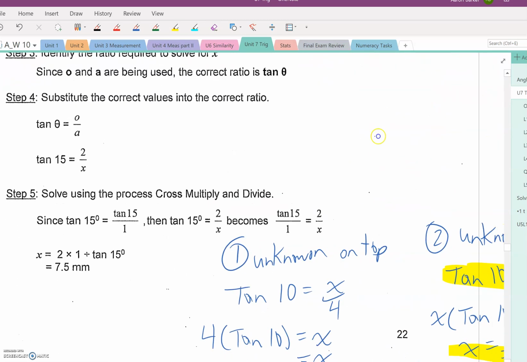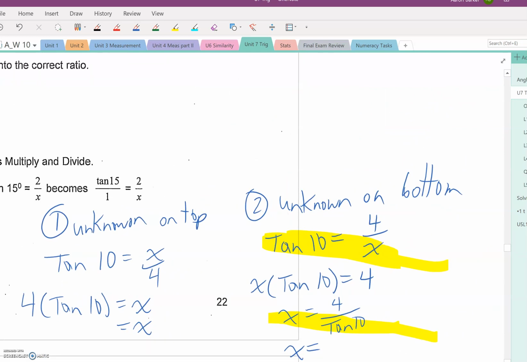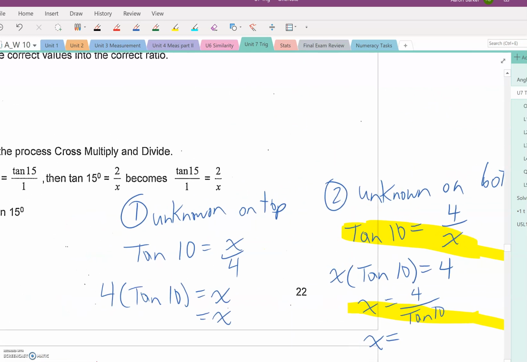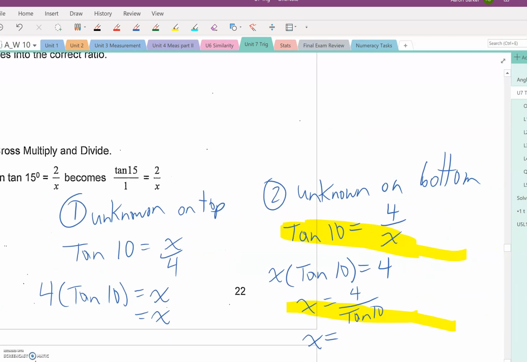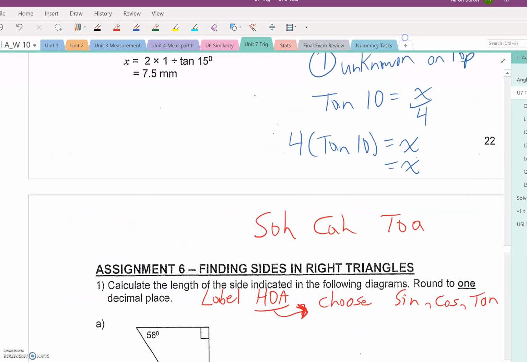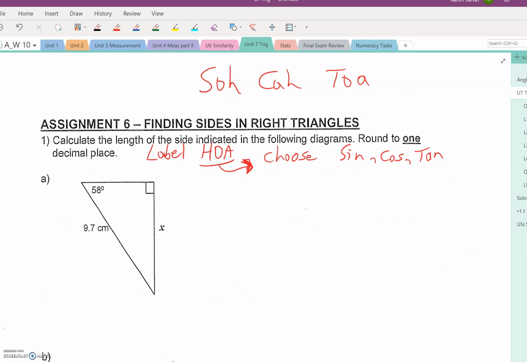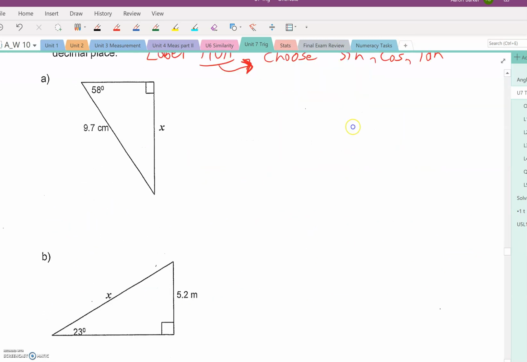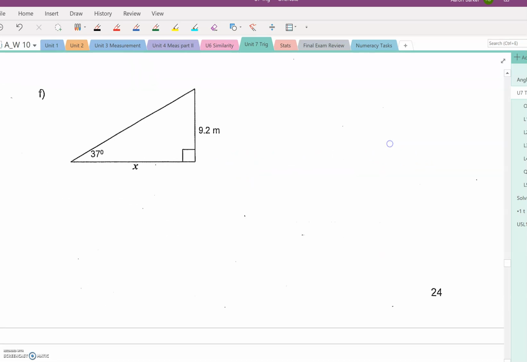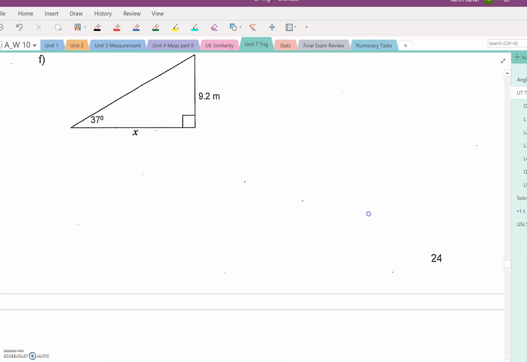Good. There's 2 little pieces of work. One piece of work is when your unknown is on the top, and the other piece of work is when your unknown is on the bottom. Those are the only 2 things that we're doing today. Okay, there you go. So lesson 1, find the sides, label your HOA, choose sine, cos, or tan. Just do question number 1, all of them, and then you're done.